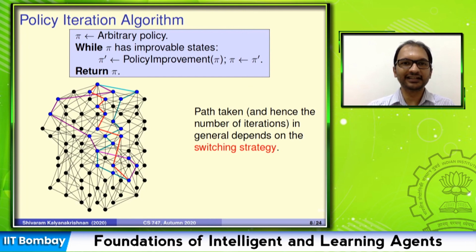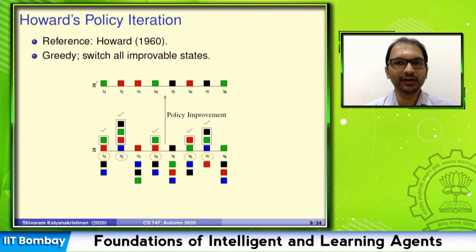What's still unspecified is how we do the switching. I have said so far there is a lot of choice in how we want to switch states, but let's look at a few examples to get a sense of what is usually done in practice. The most common variant of policy iteration is called Howard's policy iteration. Howard is also the author of some of the early descriptions of policy iteration itself. He picked the most natural way of switching states: if you have 5 improvable states, switch all 5 of them. Greedily switch every improvable state, and don't leave any improvable state not switched. Of course, there is still some choice as to which improving action you pick, so let's assume that can be done arbitrarily. But Howard's policy iteration will switch every improvable state.